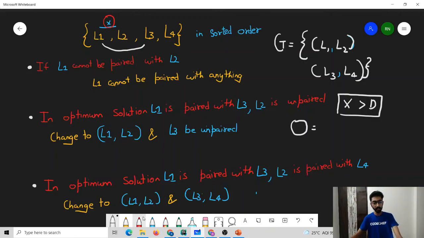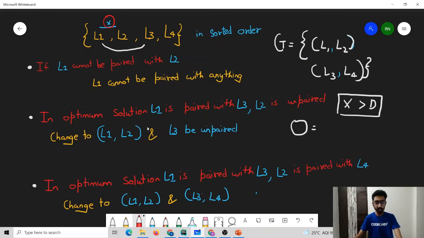So what I have proved is, if in the greedy solution of ours L1 is unpaired, that is L1 is not paired with L2, then L1 can never be paired. So what did we state? If L1 cannot be paired with L2, we'll discard L1, since L1 can never be paired, so discarding this L1 is optimum for us.